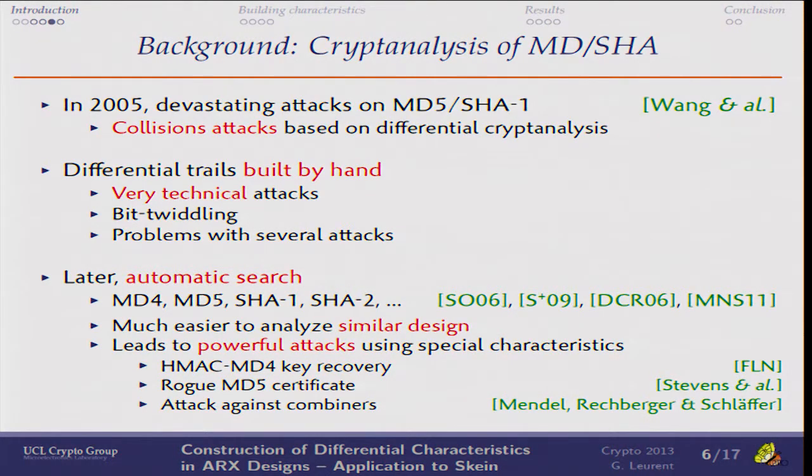Now, after those initial results, there was a lot of work in trying to understand those attacks and trying to improve them. An important line of research was to try to build those differential paths automatically, to try to build algorithms for this.